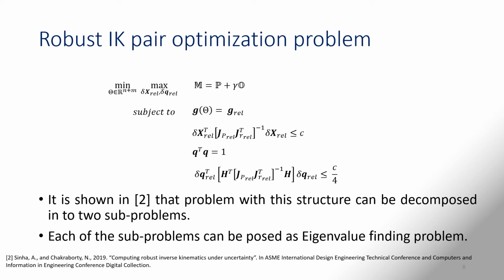The second and fourth constraints are the error ellipsoid constraints. The third constraint is the rotation quaternion constraint. Notice that the quadratic equality constraint makes the optimization problem non-convex. Non-convex optimization problems are hard to solve in general. However, in our previous work, we have shown how this particular type of optimization problem can be decomposed into 2 subproblems, and each of those subproblems can be solved as an eigenvalue finding problem. The output of the optimization problem is the robust IK pair vector theta.